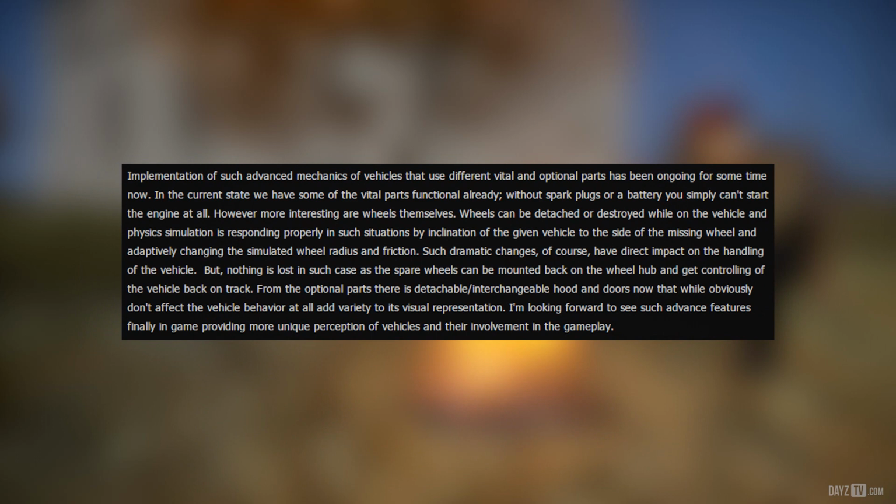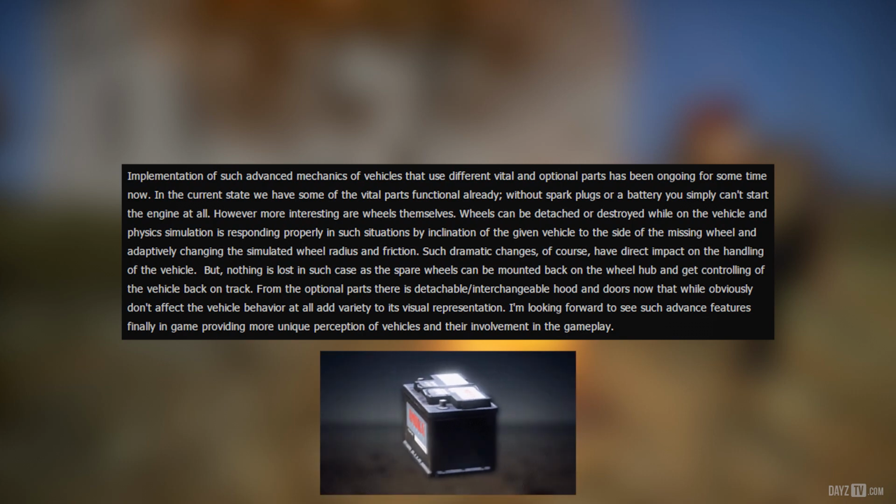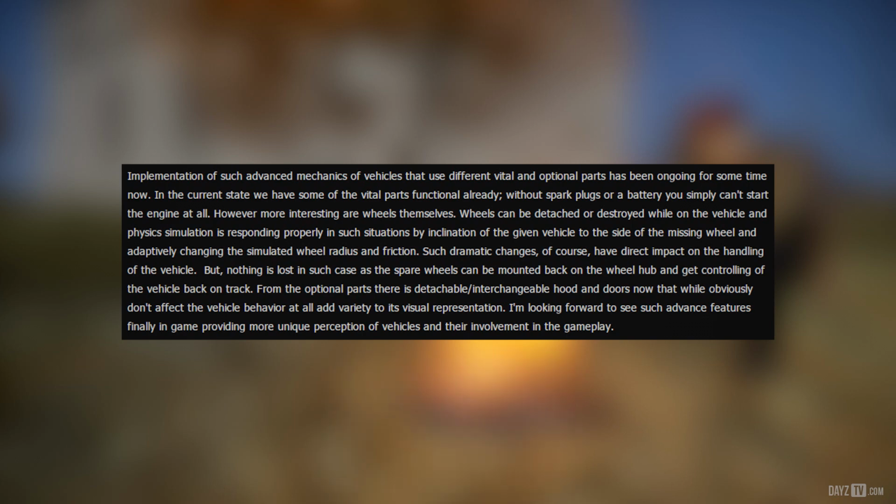Implementation of such advanced mechanics of vehicles that use different vital and optional parts has been ongoing for some time now. In the current state, we have some of the vital parts functional already. Without spark plugs or a battery, you simply can't start the engine at all. However, more interesting are the wheels themselves. Wheels can be detached or destroyed while on the truck, and the physics simulation responds properly in such situations by inclination of the given vehicle to the side of the missing wheel and adaptively changing the simulated wheel radius and friction. Such dramatic changes, of course, have direct impact on the handling of the vehicle. But nothing is lost in such a case, as the spare wheels can be mounted back on the wheel hub and get control of the vehicle back on track.